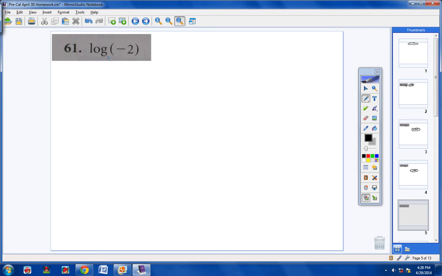Number 61, notice we have a base 10 here because there's no base, so the logarithm of negative 2 equals, and you should get undefined or no solution. And the reason is you can never take the logarithm of a negative number, and I'll quickly show you why.